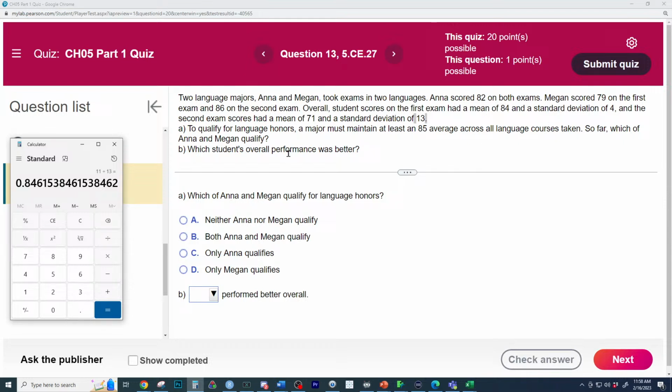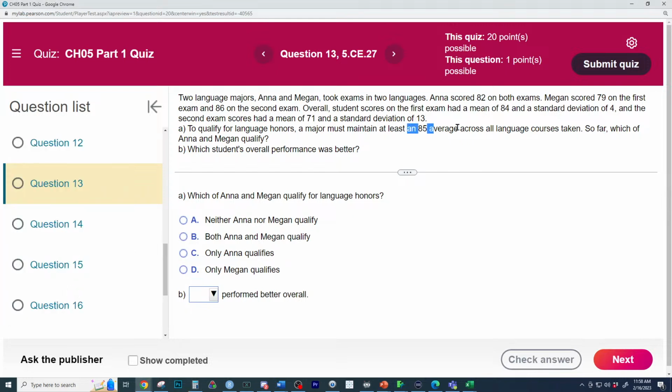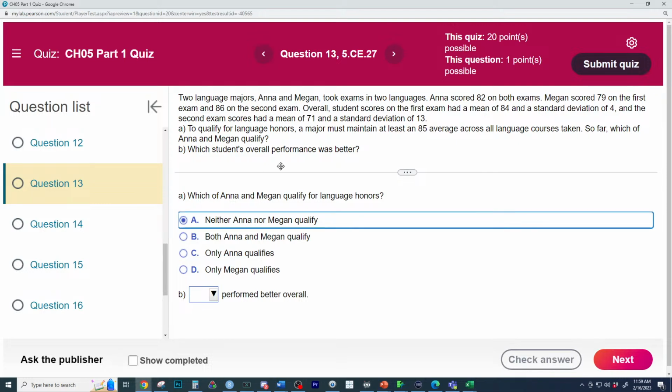To qualify for language honors, a major must maintain at least an 85 average across all the scores taken. So now you can just look at their averages. Neither qualifies, right? Because you have to have an 85 average. So you're literally just looking at the average of these individuals. 82 on both exams is an 82 average. Megan scored a 79 and 86. So you have to have an 85 average, so neither qualifies. And then which student overall performed better?